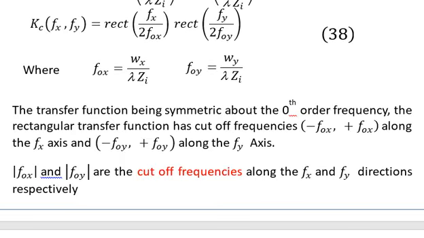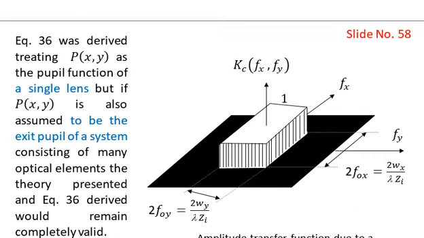The transfer function is symmetric about the zeroth order frequency along the two axes; along the fx axis it is symmetric, and along the fy axis it is symmetric. The rectangular transfer function has cutoff frequencies from minus f0x to plus f0x along the fx axis and minus f0y to plus f0y along the fy axis. So the modulus of f0x and the modulus of f0y are the cutoff frequencies along the fx and fy directions respectively.